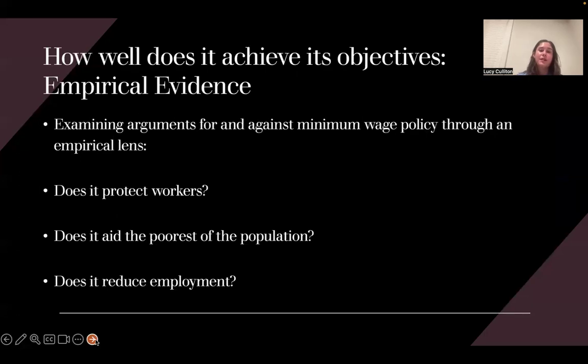So looking at empirical evidence on how well it actually achieves its objectives in the real world, I'll examine arguments for and against minimum wage policy through an empirical lens, particularly the questions of whether it protects workers, aids the poorest of the population, and reduces employment.